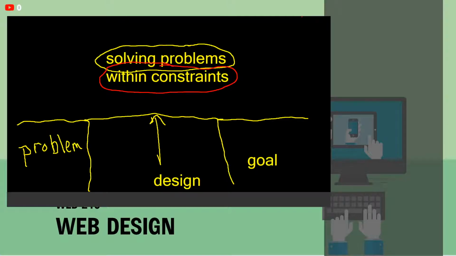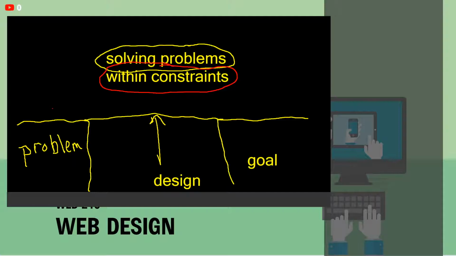Because budget is a constraint. And so I can design you a $500 website, or I can design you a $5,000 website, or a $50,000 website. The only difference is how I'm building this bridge.